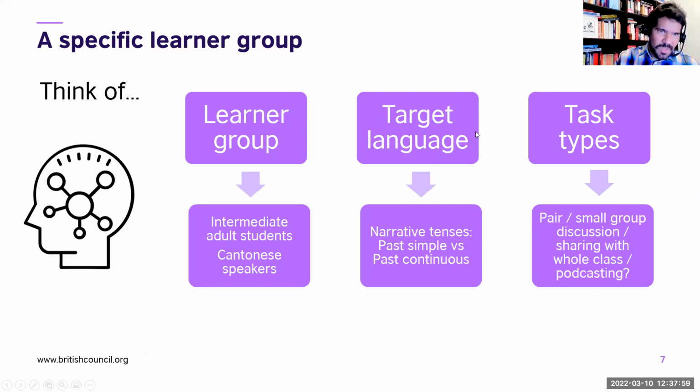So I was teaching the other day, and by the other day, I mean really like last week, an intermediate adult student group. And they are speakers of Cantonese. The target language was narrative tenses, the typical contrast of past simple versus past continuous. I was walking down the street. I was walking down the street when I saw her.